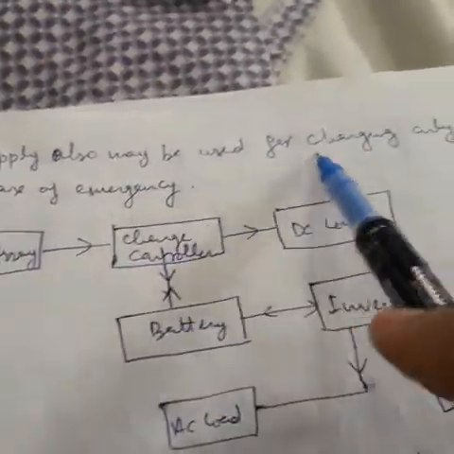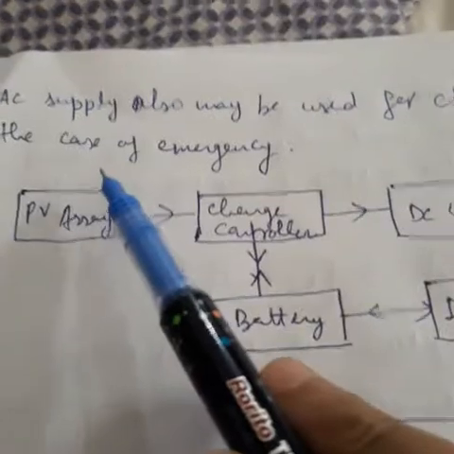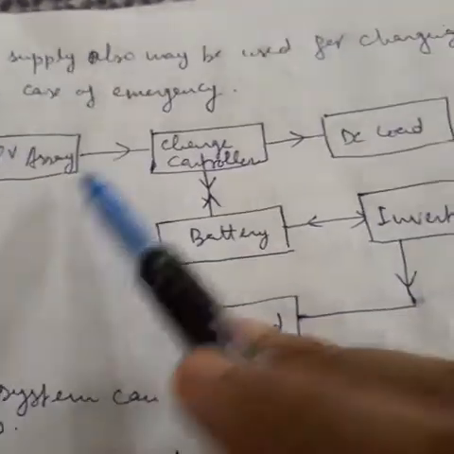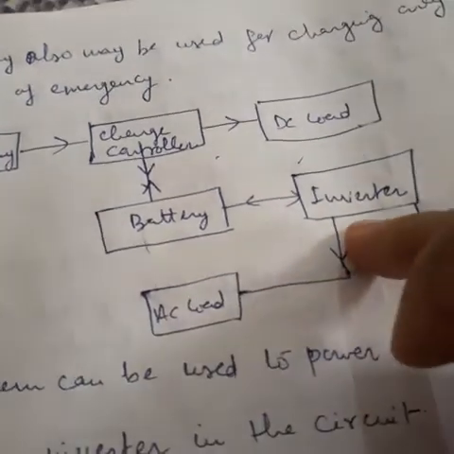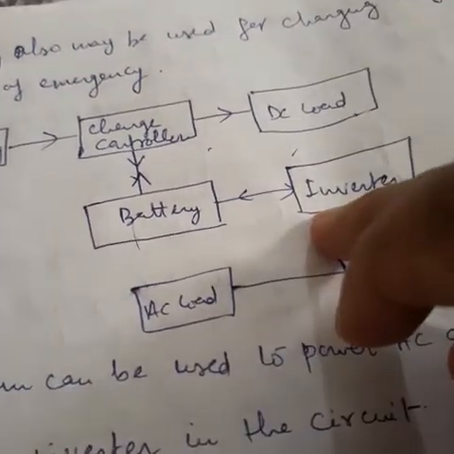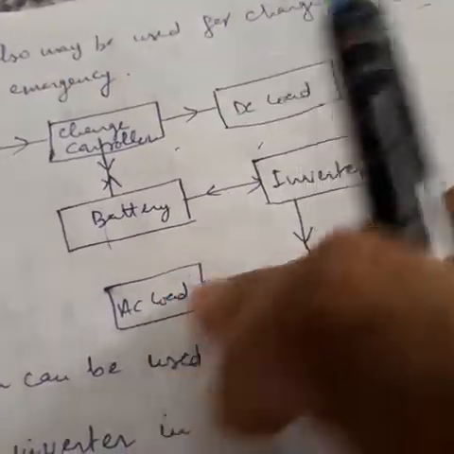AC supply also may be used for charging only in the case of emergency. PV array, the charge controller, this one is the DC load, and the battery is to be connected with the inverter. Inverter is additional, and then the inverter AC load.